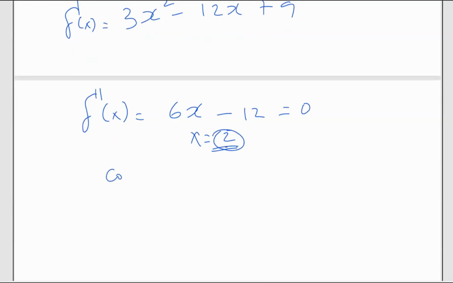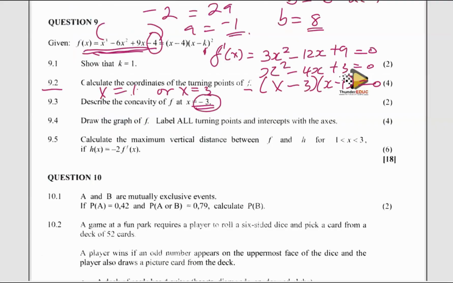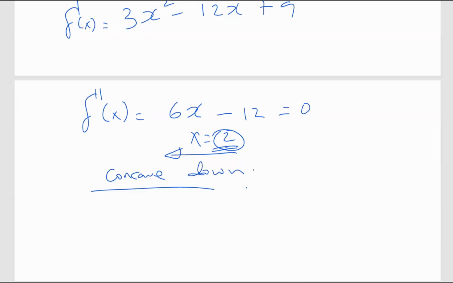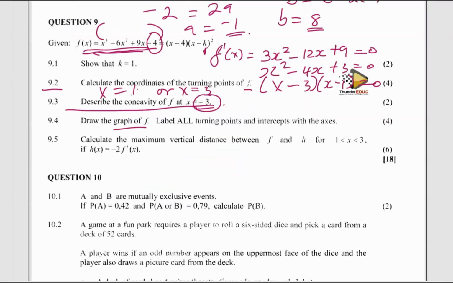But now the question gave us a point of negative 3. So meaning negative 3 is on the left, it's less than 2. So the concavity is concave downwards. It's concave down, and that's what the question wanted. Then draw the graph, label all the turning points and all of that.